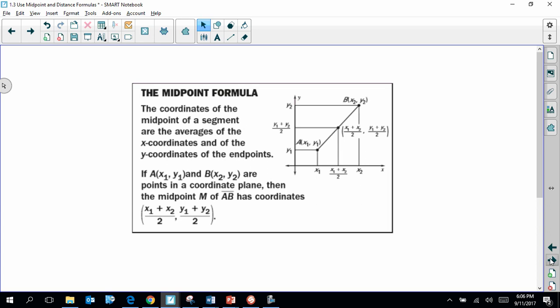Now here is the formula for midpoint, meaning that if we know the endpoints of two coordinates, we can use this formula right here, which is the average of the x's and the average of the y's, and identify where the midpoint of a segment is going to lie.